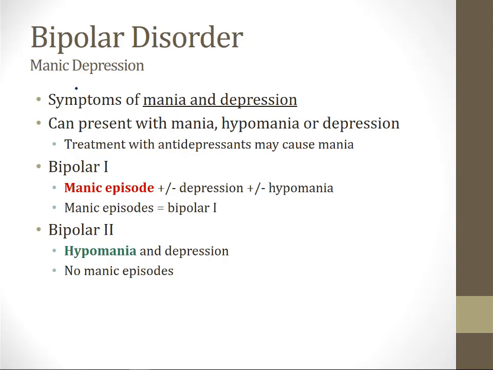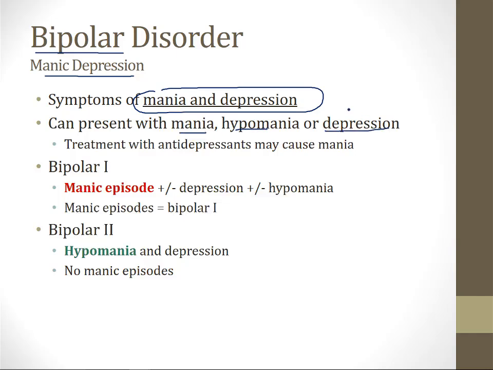Patients who have a manic or hypomanic episode have some form of bipolar disorder, which is also called manic depression. And it gets this name because many patients with bipolar disorder have mania and depression. And as I told you before, mania and depression are at opposite ends or poles of a spectrum. That's why it's called bipolar disorder. Bipolar disorder can present with mania, hypomania, or depression, and this is important to remember.